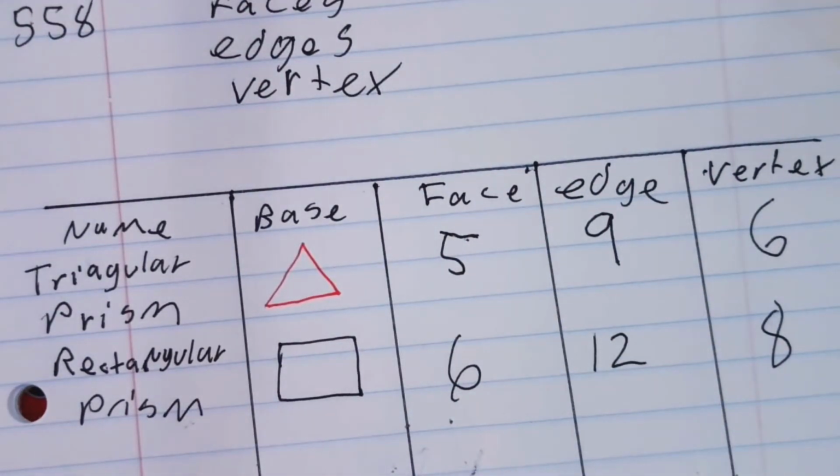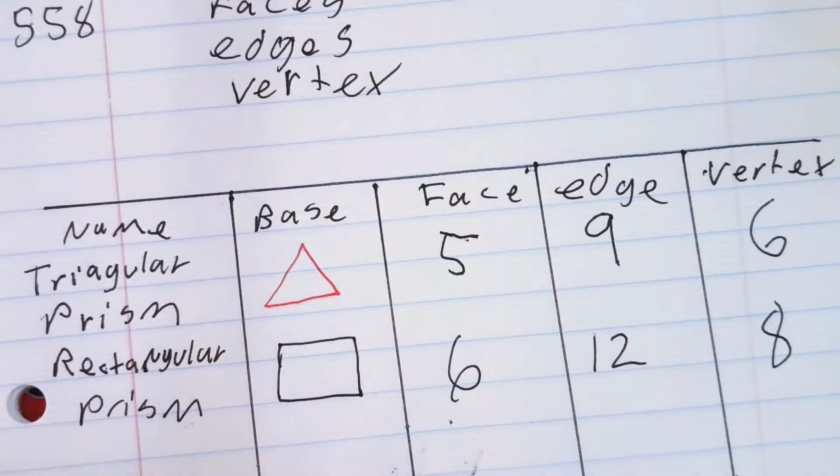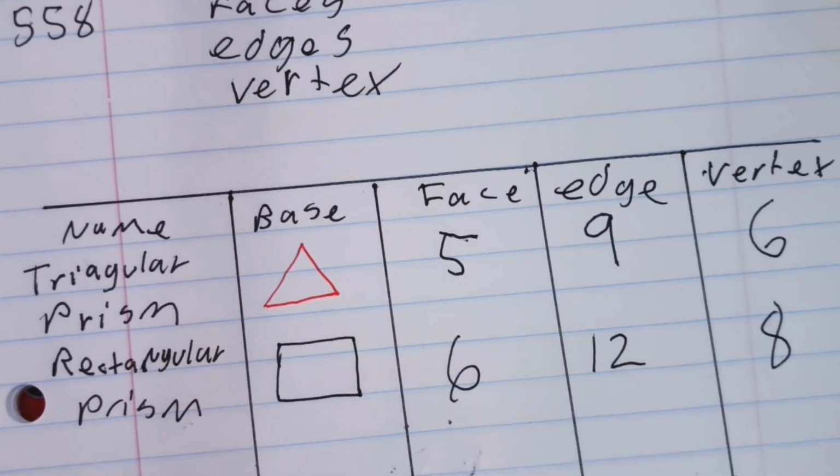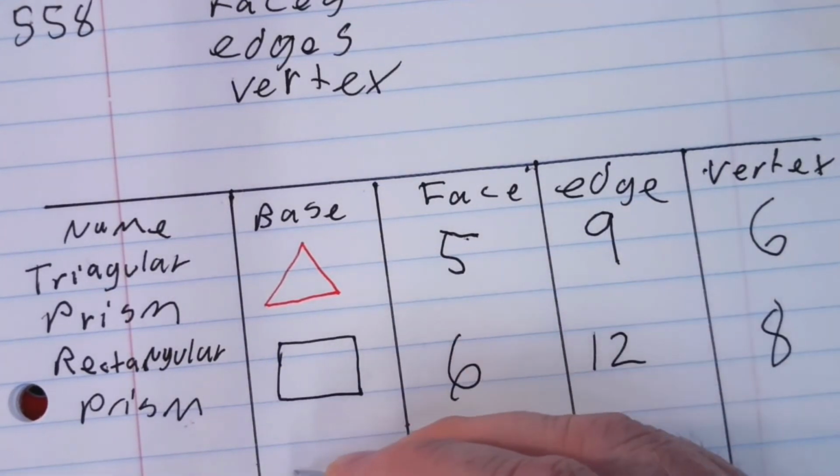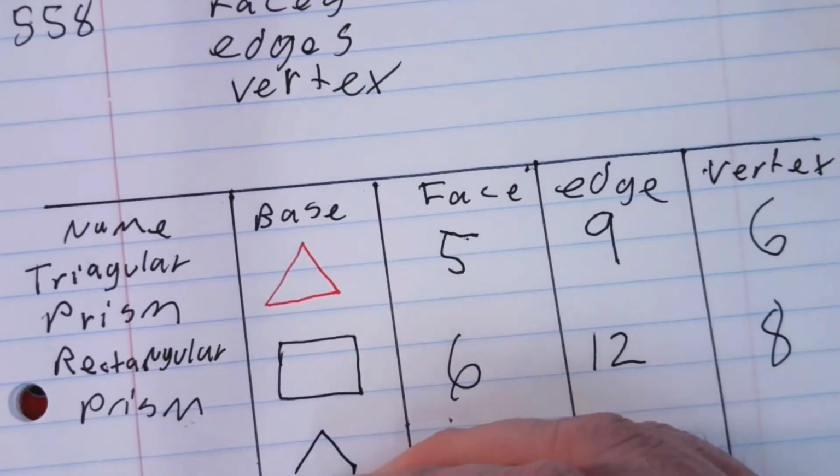All right, we're just going to do one more shape and then we're going to try to come up with a rule. Let's see what I have here. I wish I had the shape that I want. I don't. So we're going to have to pretend that we have that shape. So I want a pentagon, a pentagonal prism.